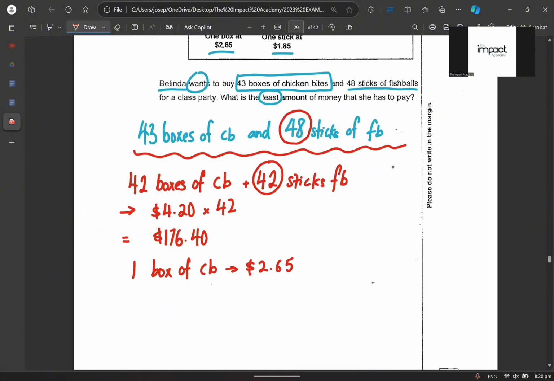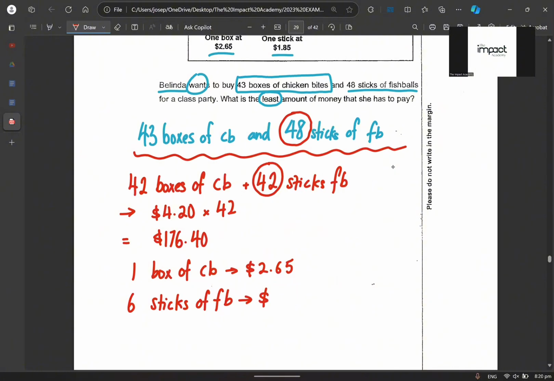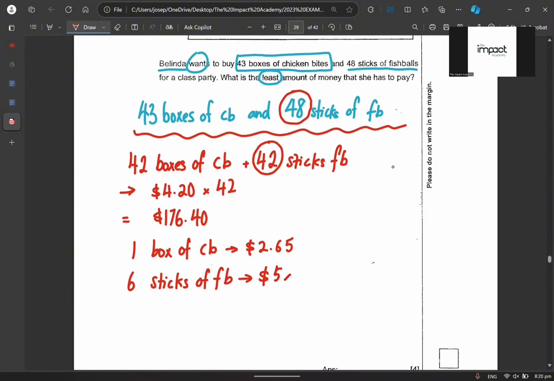Okay, very good. 6 sticks of fish balls. Agree or disagree? Over here, you realize that it's 5 times 2. Agree so far? 3 sticks is $5, right? 6 sticks is $10. Am I making sense?